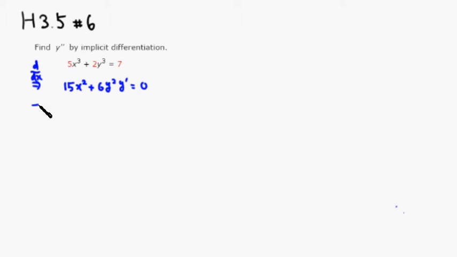Alright, then we can solve for y prime by subtracting 15x squared. We get 6y squared y prime is equal to negative 15x squared. Alright, then we can just divide through by 6y squared. So we get y prime is equal to negative 15x squared over 6y squared. Alright, then let's see, this is a multiple of 3, so it's 2 here, and that'll be 5.